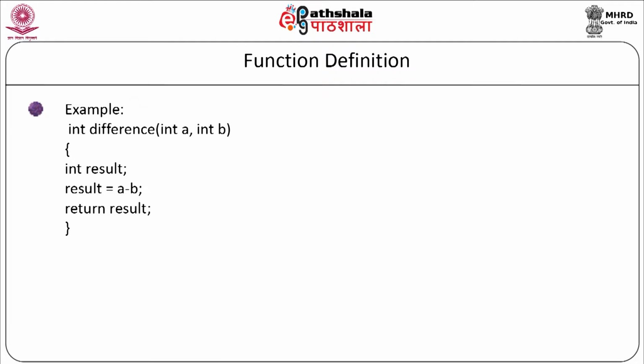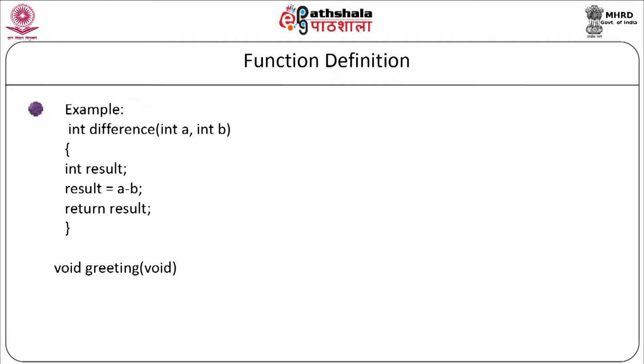function. Now we will see one more example of a user defined function. We will define the function as void greeting inside brackets void. Now void is the return type. This particular function is not going to return anything and the argument list is empty, so we have written void there.